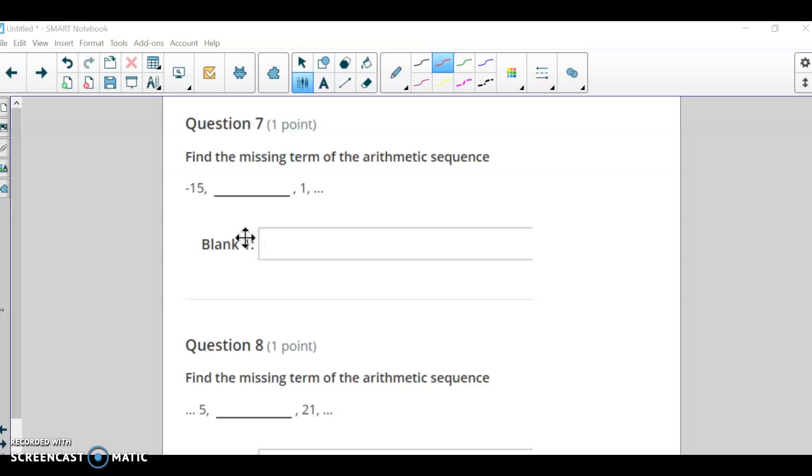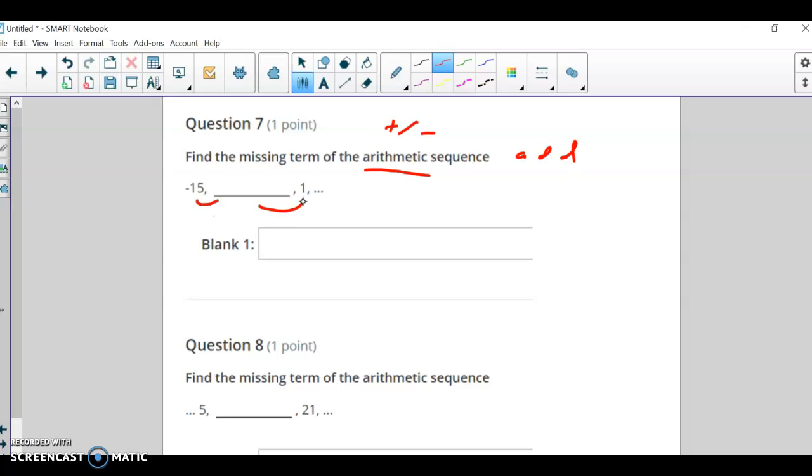All right, this is to help with assignment 9.2, which is on arithmetic sequences, and to find the missing term. So arithmetic, again, just as a quick review, means it's a pattern where you're either adding or subtracting. So it looks like by this one, if we start at negative 15 and go up to 1, this one must be an add. So we have to figure out what we're adding, right?